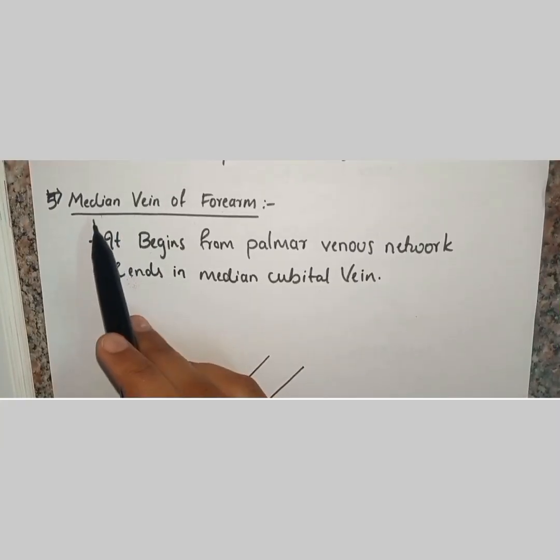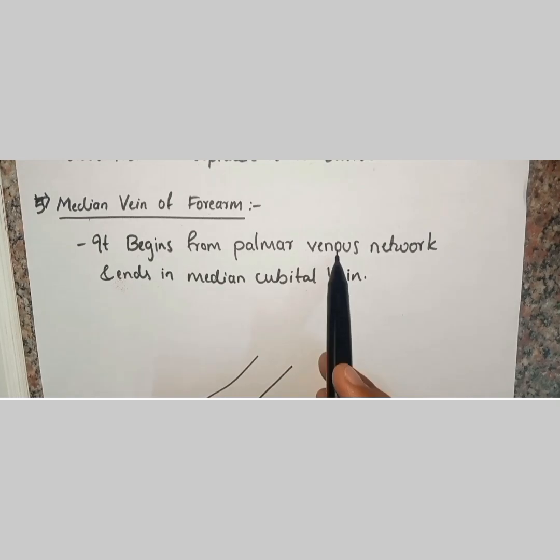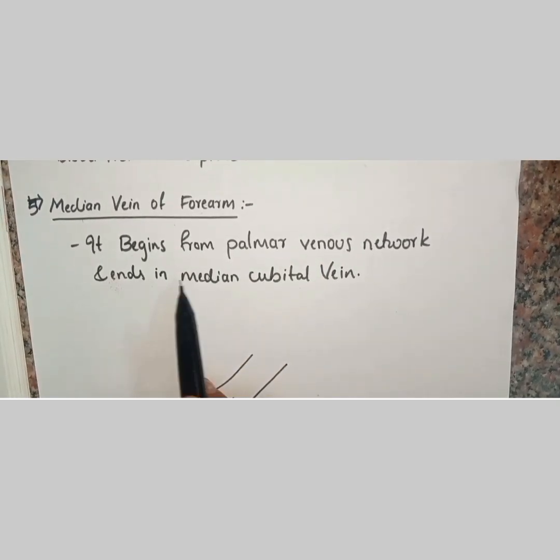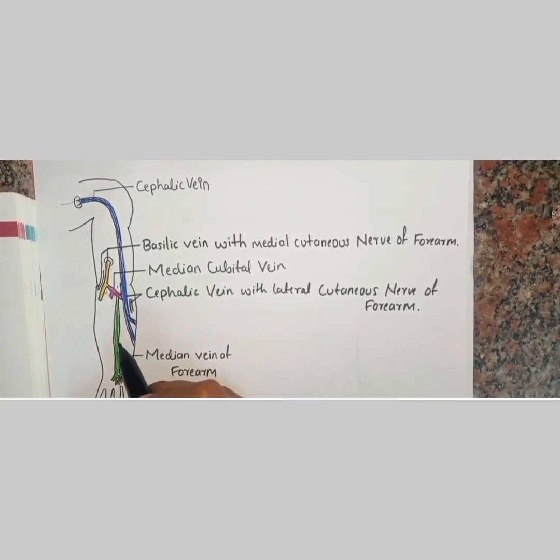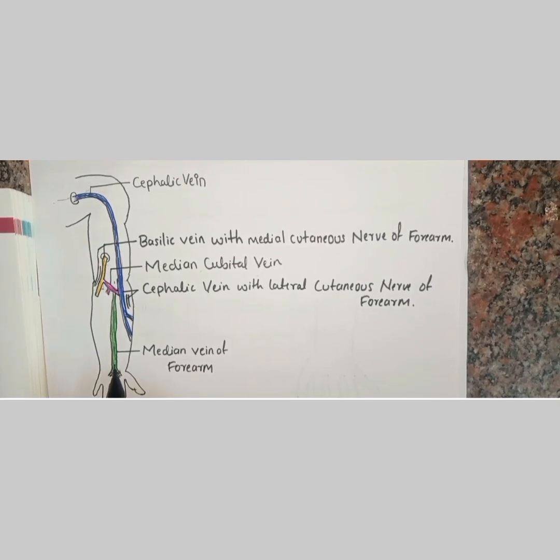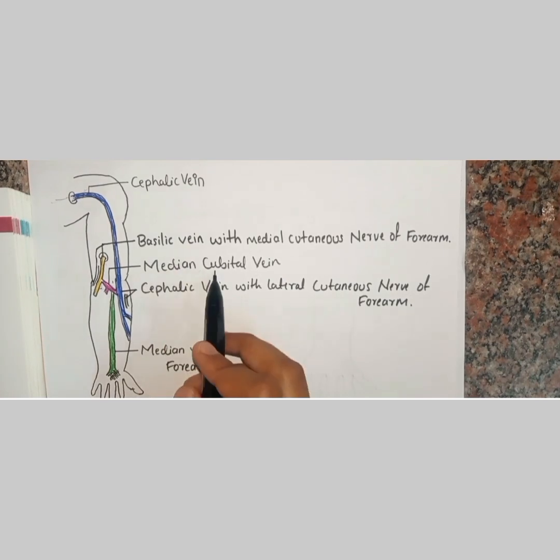Now let's study the median vein of the forearm. It begins from the palmar venous network and ends in the median cubital vein. Here you can see, as I have marked in the green color, the median vein of the forearm, which begins in the palmar region and ends in the median cubital vein.